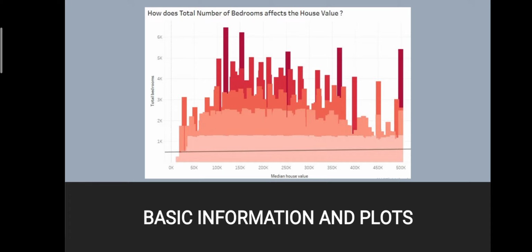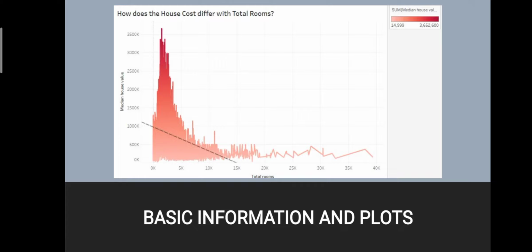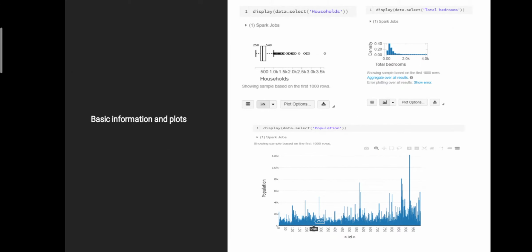Also, the relationship between the total number of bedrooms and house value is clear, with a regular pattern. The last one is the total number of rooms, not only bedrooms. This is interesting since it doesn't have a similar distribution to the previous one. The median house value reaches the top when the number of rooms is about 2 or 3,000. After that number, more rooms, less value. And these are some supplements of the plots.